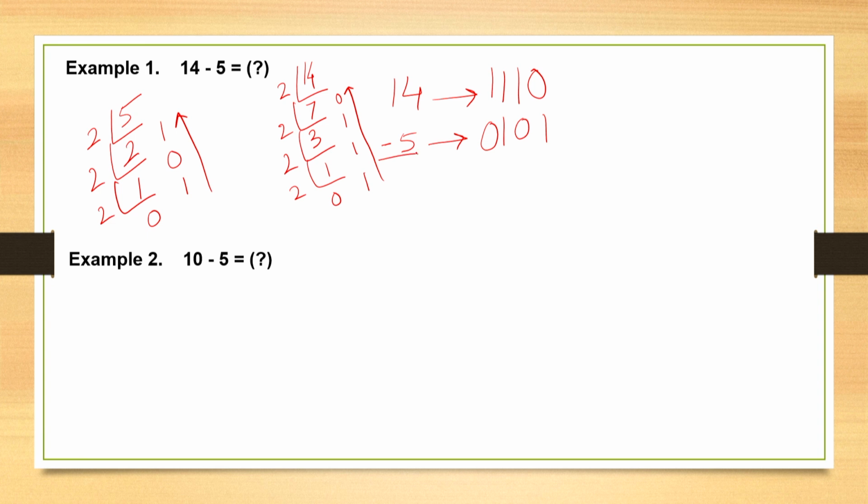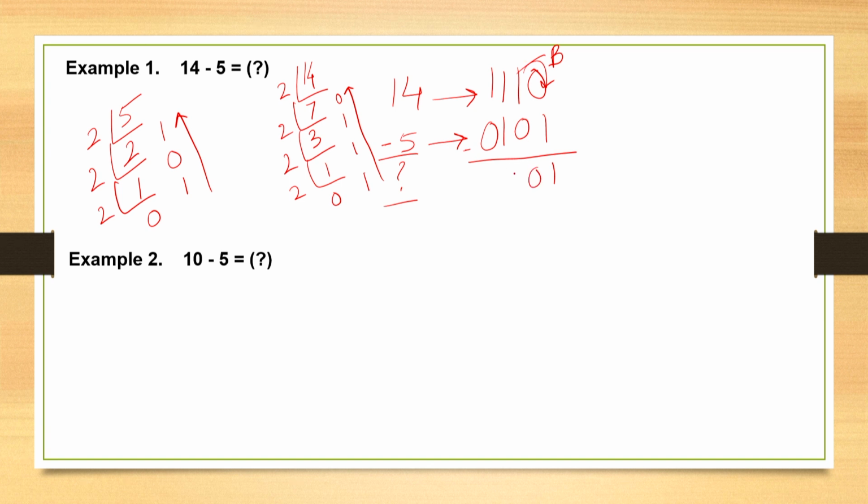So, we have to do what? What is 14 minus 5? So, subtract it according to the rule. Now, here the first one is 0 minus 1. In the case of 0 minus 1, you have to what? Borrow 1 to this. So, it becomes what? 1. It becomes 0. So, 0 minus 0 is 0.